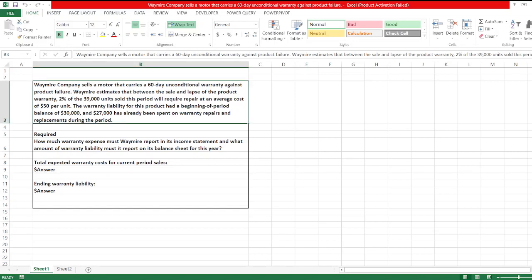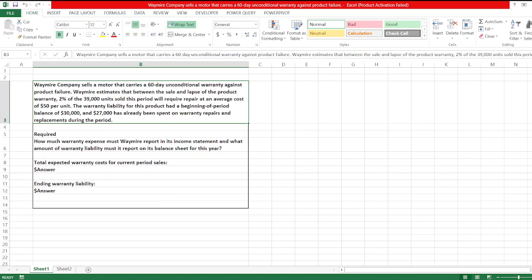So here is the question. Waymire Company sells a motor that carries a 60-day unconditional warranty against product failure. Waymire estimates that between the sale and lapse of the product warranty, 2% of the 39,000 units sold this period will require repair at an average cost of $50 per unit.